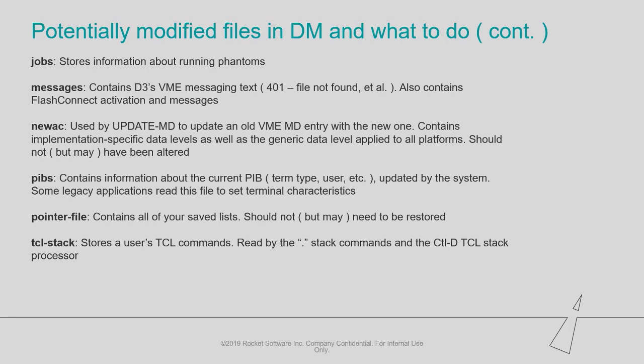Jobs file. This stores information about running, completed, and aborted phantoms. I cannot think of any reason to copy this over. Anything you need would have been handled by the background's file copy or the application itself. The messages file. This contains messaging text like the 401 file not found and stuff like that. Also contains Flash Connect activation and messages, so you should copy from the old to the new file without overwrite.